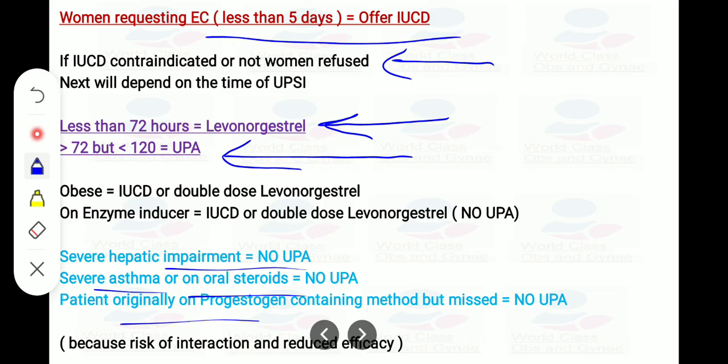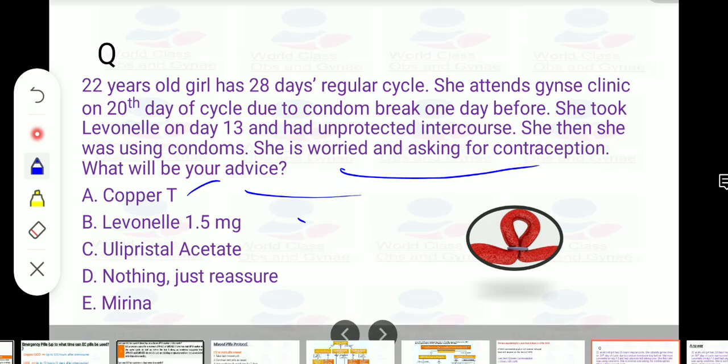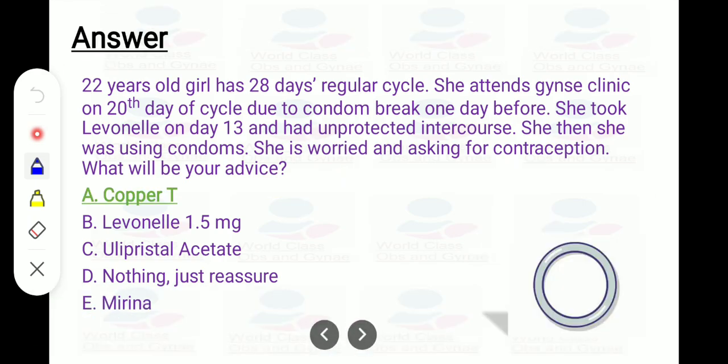Now the exam question: a 22 years old girl had a 28 days regular cycle. She attended gynae clinic on the 20th day of the cycle due to condom break, and she took levonorgestrel 13 days back and had unprotected intercourse, and she then was using condoms, and she is worried and asked for contraception. What would you advise? So advice is copper T because levonorgestrel will delay her ovulation.